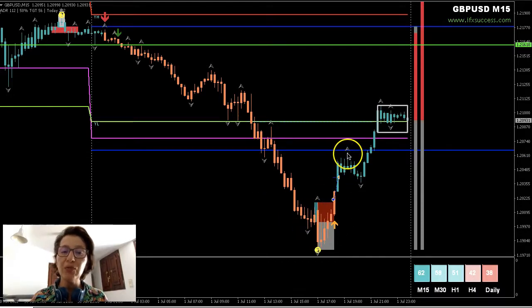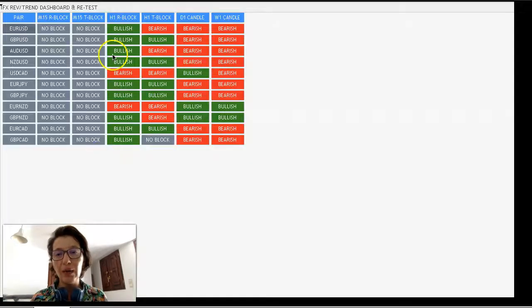What you want to do is re-enter or enter when it breaks a fractal, and then we are above the 50. So the rule is we need to make sure that we have a block going on 1 hour, at least the reversal block. If both of them are already bullish, like let's say pound dollar, that's perfect. But at least the reversal block needs to be bullish. And when we get a reversal block for M15, you can actually take a look at M5, that's up to you.